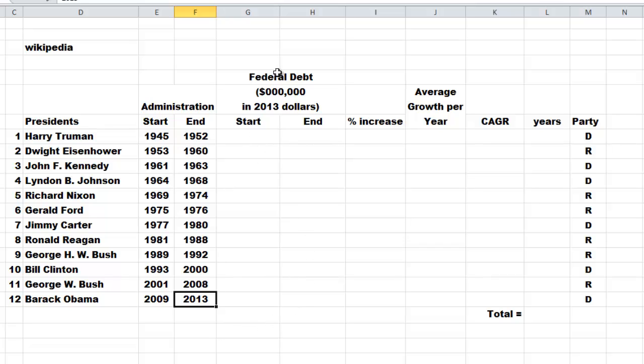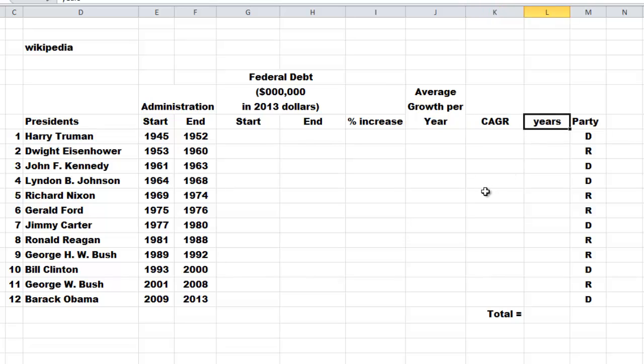Now all we need to do is find the beginning balance of the federal debt and the ending balance and adjust it for inflation. Once we do that, we can calculate the percent increase. But as you know, the percent increase is going to be biased against presidents with longer terms. We can calculate the average growth per year equally easily. However, that's also biased against more recent presidents. And the only measure that we have that isn't biased in either respect is the compound annual growth rate.